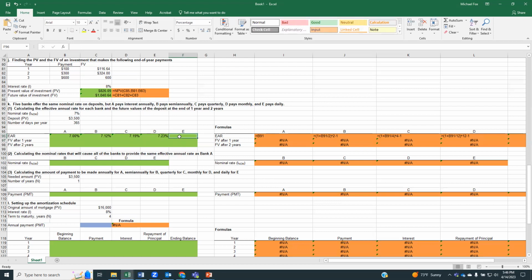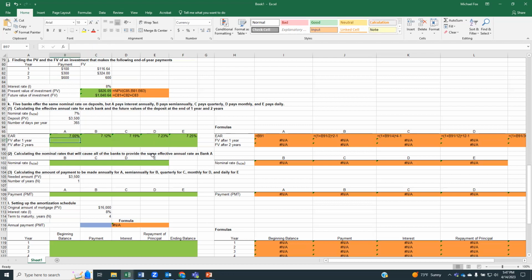And finally, daily compounding equals 1 plus interest rate divided by number of days in a year, 365, raised to the power of 365 minus 1. Whoa, did I put it in parentheses again? Oh no, I just put an extra 1 there. There we go. So you can see that the more we compound, the more the effective rate is, the more we're actually earning on the investment.